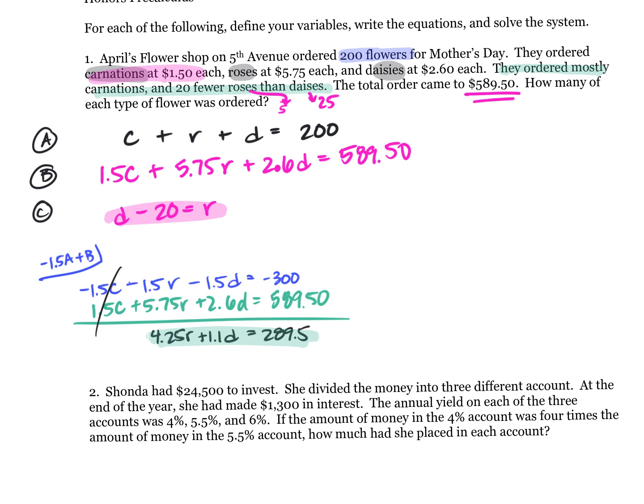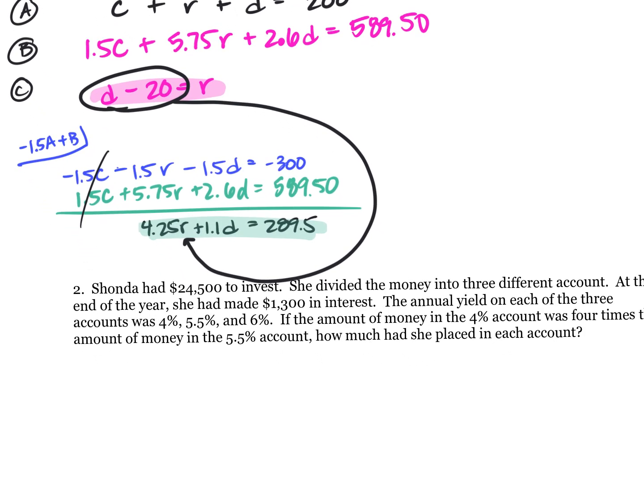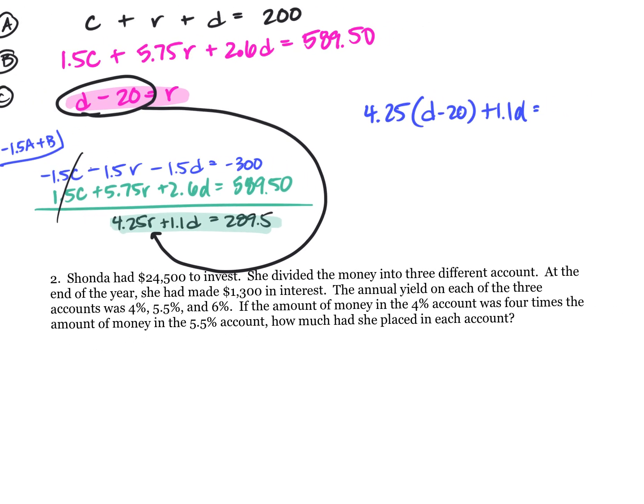But now I'm on Team Cooper. Cooper, what are you thinking since R is already by itself? Substitute. He says, okay, now your team substitute. I am fine now with taking D minus 20 and putting it into R right there. Okay, so we'll meet in the middle there, Coopy. So now we got 4.25. Instead of R, I'm going to say D minus 20 plus 1.1D equals 289.5.